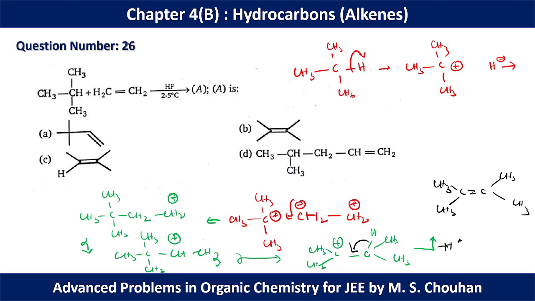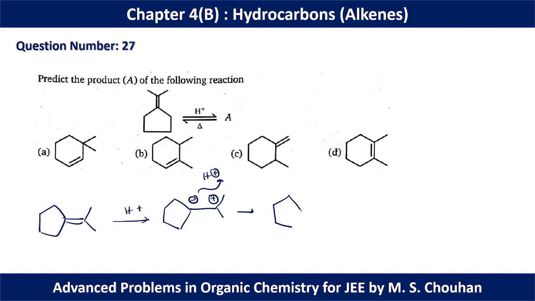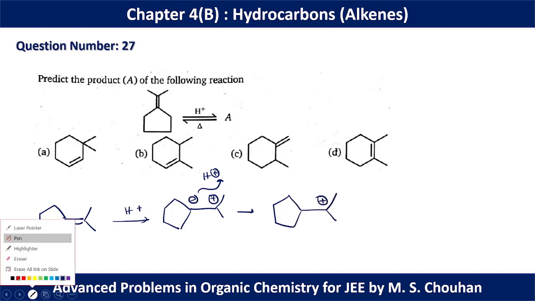Okay, so for question number 26, obviously option B is the correct option. In question number 27, this is an example of an addition reaction. We have one 5-member ring, a double bond, and H plus is added. So initially we have this kind of situation, positive and negative. Negative will obviously attach to H plus, and we can have this kind of situation.